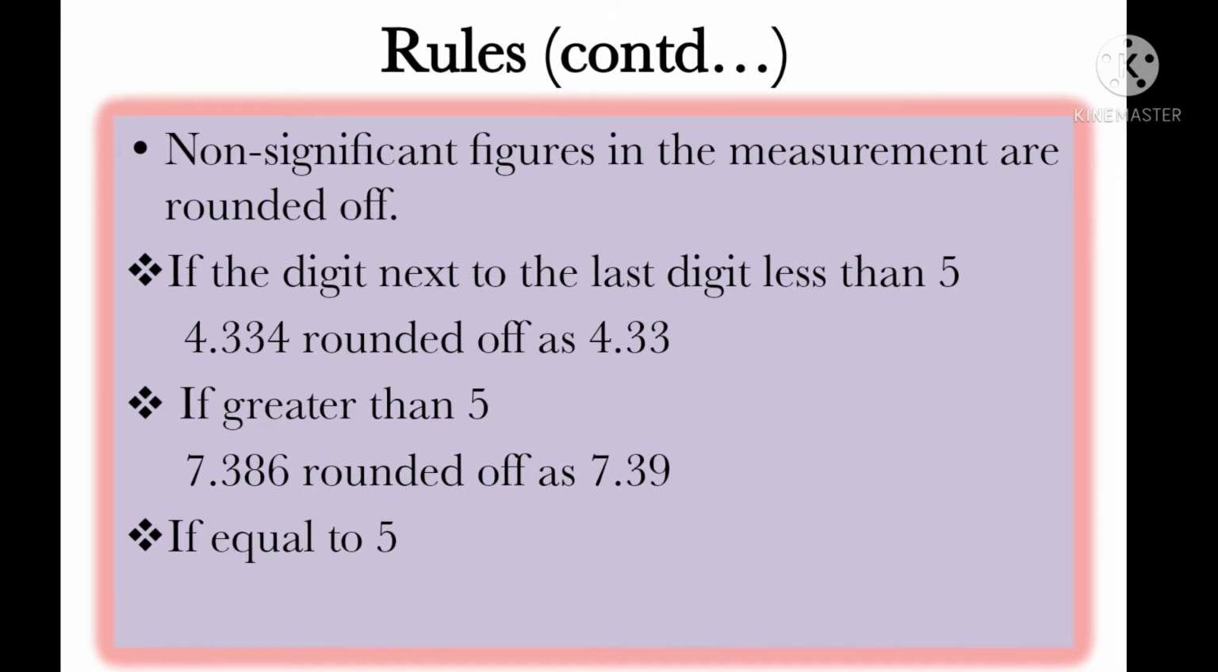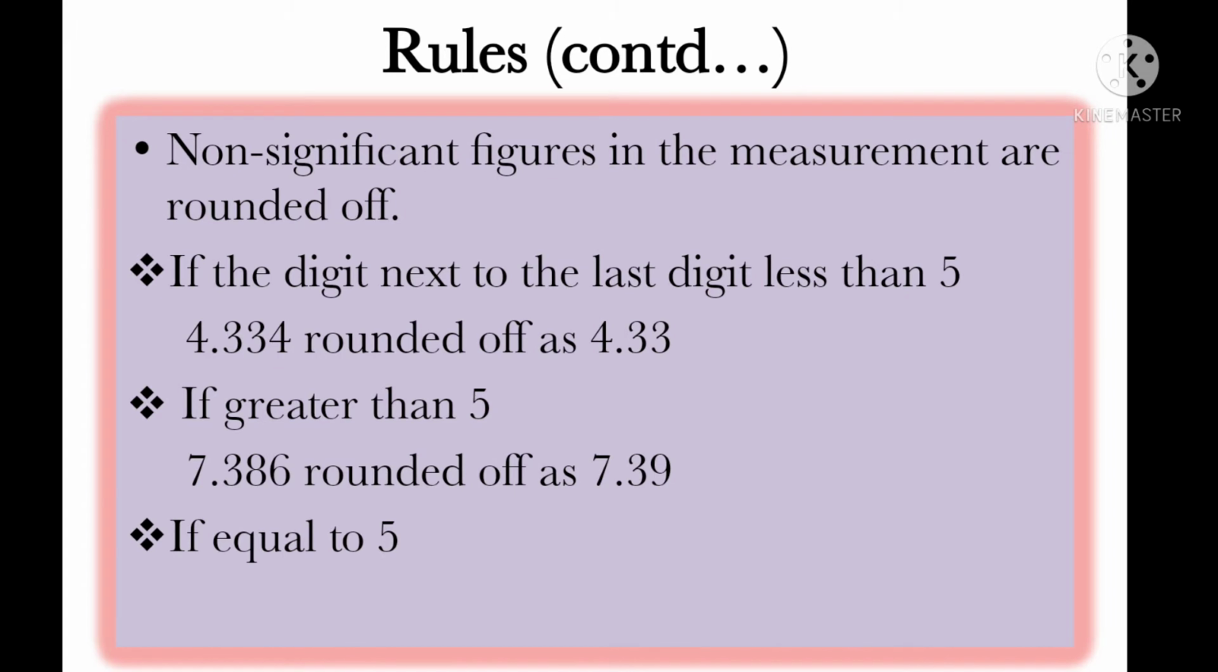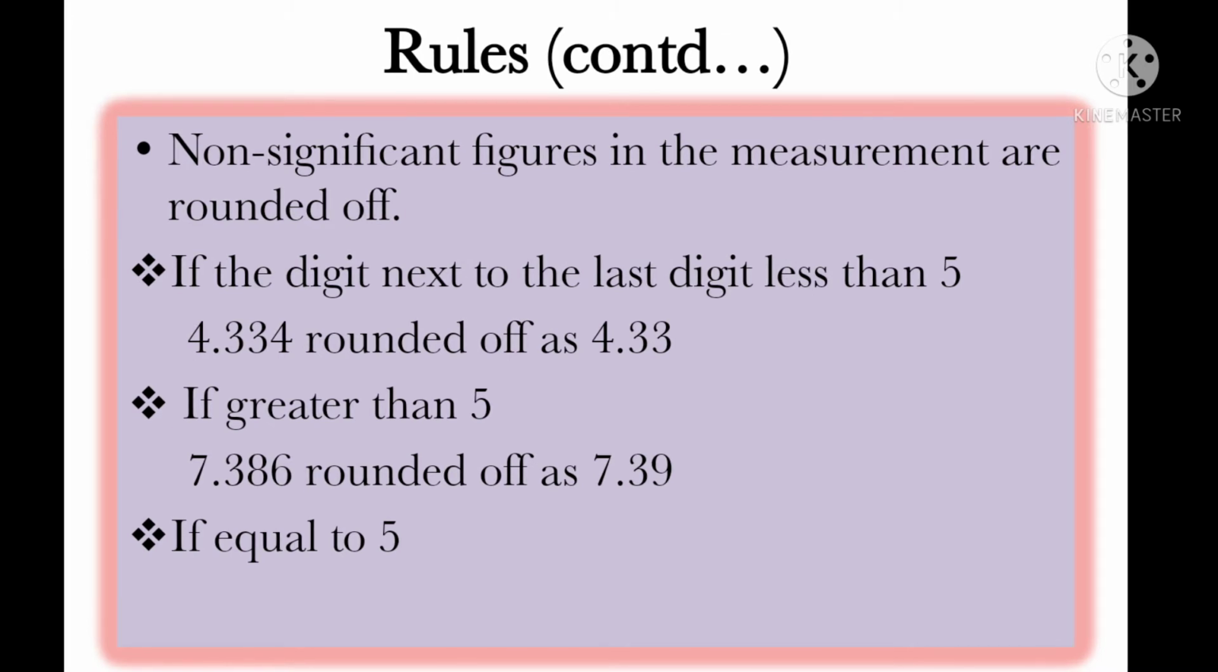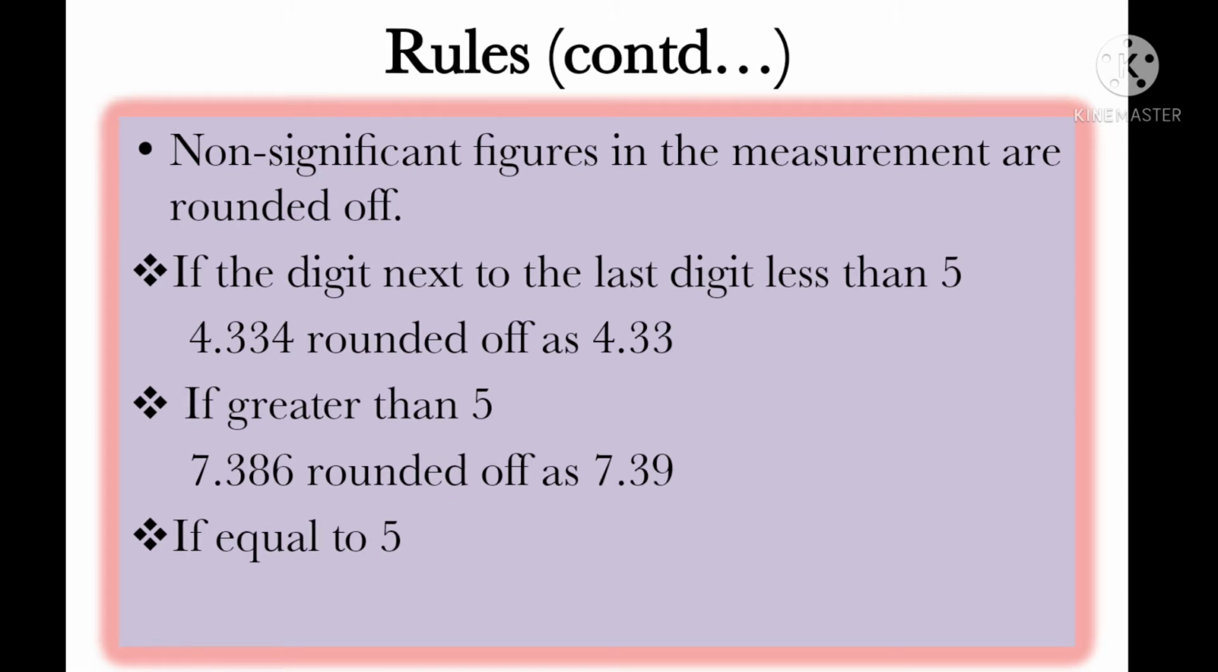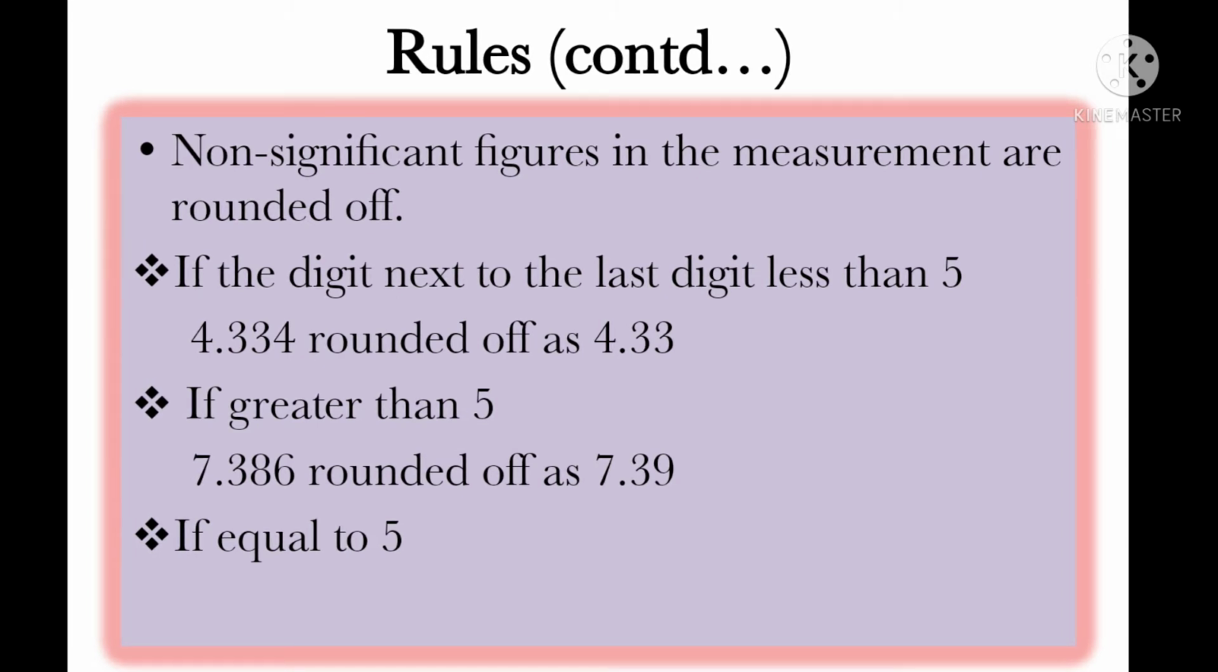For example, 4.334. Here the digit to be dropped is 4, which is less than 5, so it will be rounded off as 4.33. Then the second case is, if the next digit is greater than 5, the last digit to be retained is increased by 1 and all other digits on its right are dropped. So taking an example, 7.386, we have to remove the 6 and write it as 7.39.